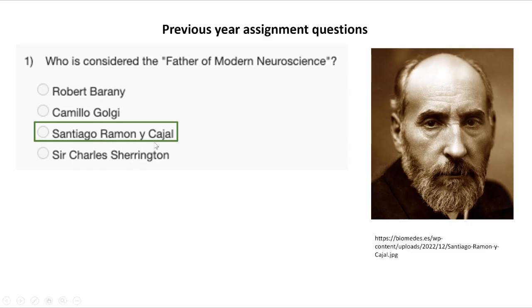So, what happened is that around 1887, Kahal, through an acquaintance, came to know about the stain that was developed by Camillo Golgi. Camillo Golgi was an Italian who had developed the Golgi staining method, which is basically a silver staining method. And through an acquaintance, Ramon y Kahal got to know about the existence of this method.